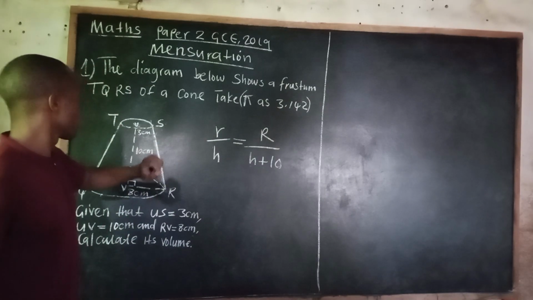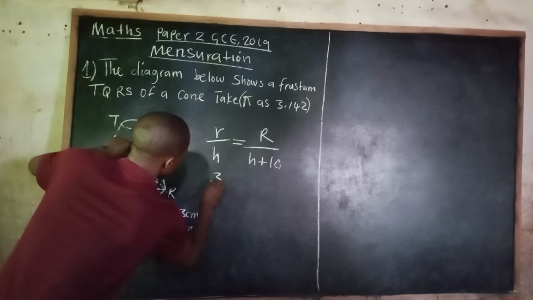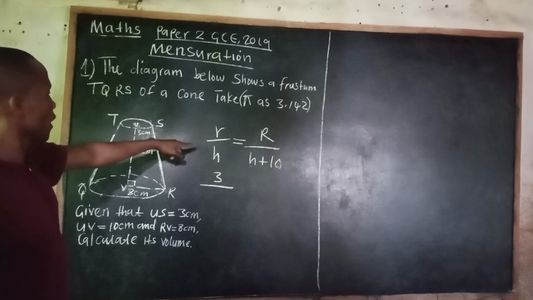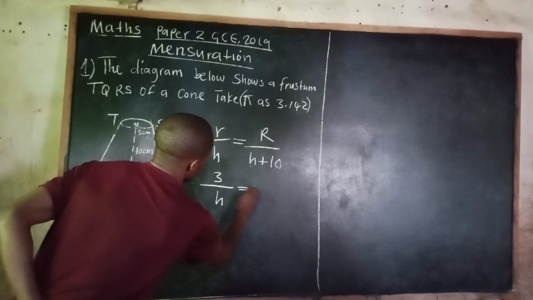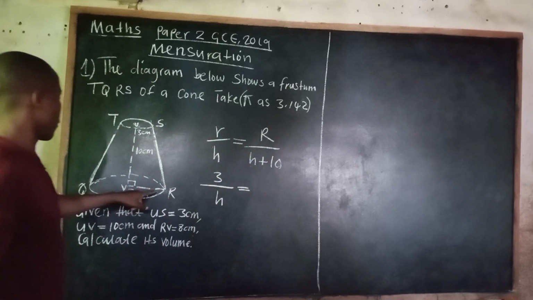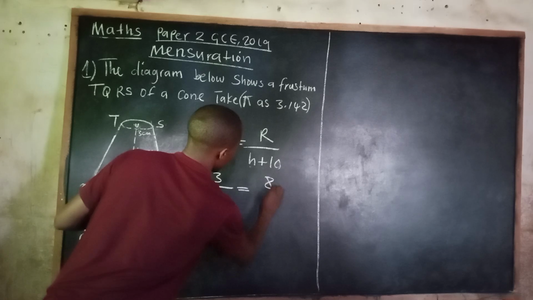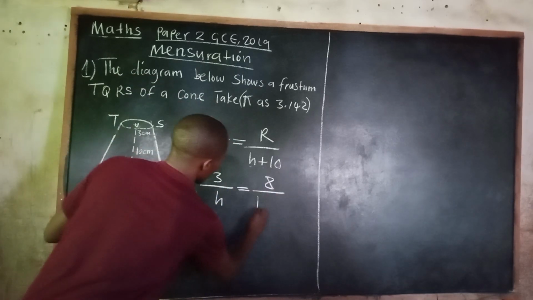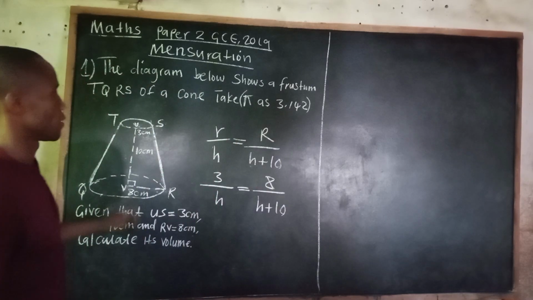So the radius for the small circle is what? 3 centimeters. So you are going to write 3 over the height for the small cone, which we don't know, so we are going to write h. Then on this side, the radius for the big circle, we have 8 centimeters. So we are going to write 8 centimeters over this one for the small, we don't know, so we just bring it down the way it is.